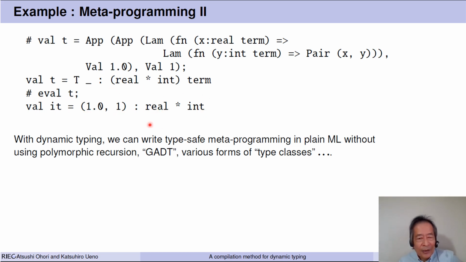Right? So the point of this is that with dynamic typing, we can write type-safe metaprogramming in plain ML. The only extension is dynamic typing, without using any fancy mechanism like GADTs or various forms of type classes, or even without polymorphic recursion. It could be interesting to compare the power of dynamic typing with various other mechanisms.